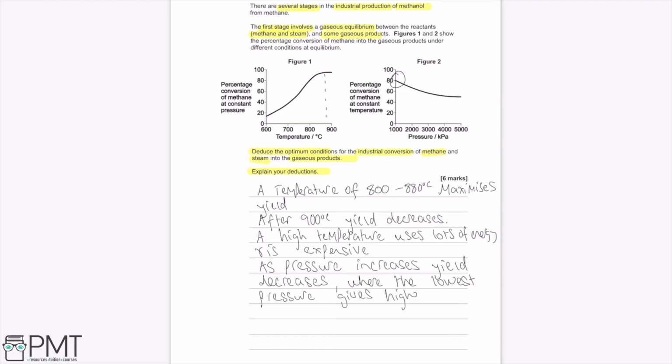But a low pressure may have a slow rate of reaction, so again a compromise may be needed between pressure and temperature. So we can deduce that the temperature should be around 880 degrees Celsius and the pressure should be around 1000 to 2000 kPa.